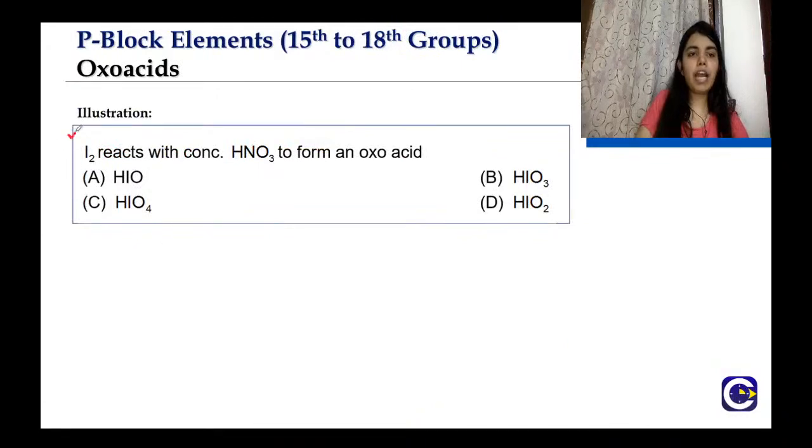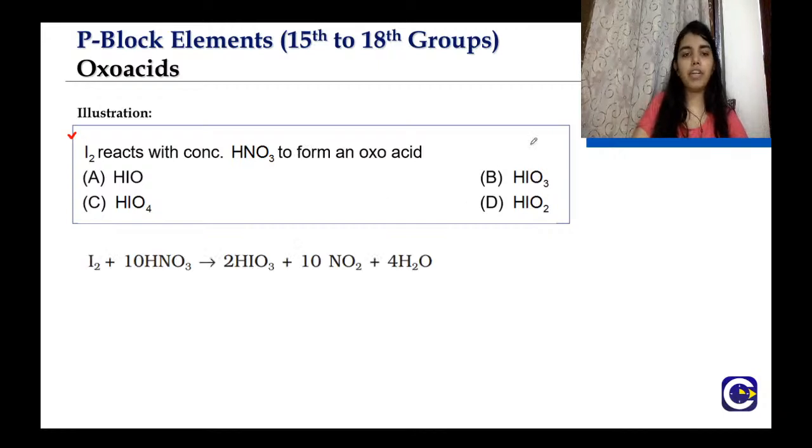Now the question is, iodine reacts with conc HNO3 to form an oxo acid. So we have already done this, that iodine is converted into HIO3. So the answer for this particular question is B, HIO3.